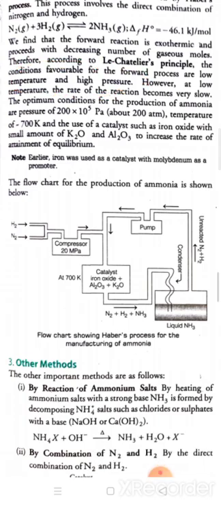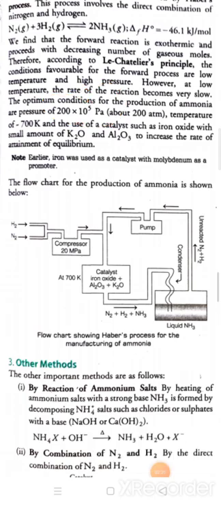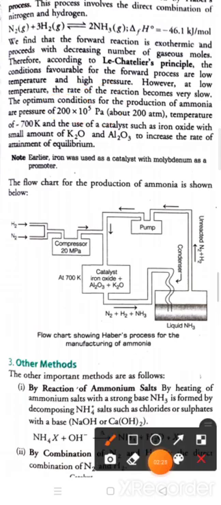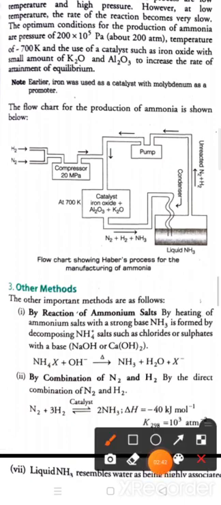At low temperature, the rate of reaction becomes very slow, and the pressure is 200 into 10 power 5 Pa, or 200 atm. And catalysts such as iron oxide with a small amount of K2O and Al2O3 are used to increase the rate of attainment of equilibrium. This is the flow chart of this process.